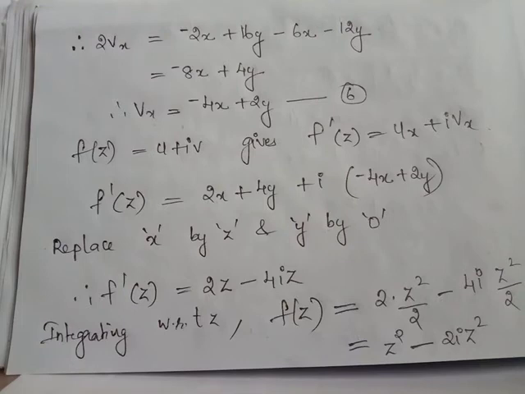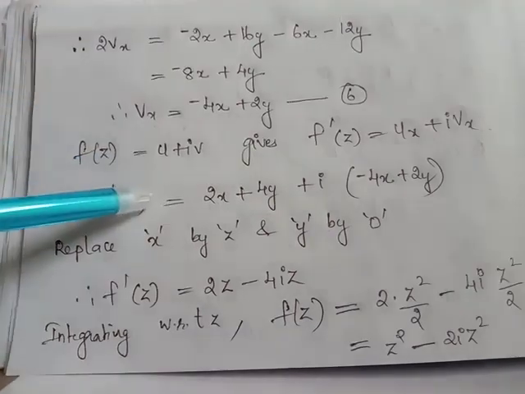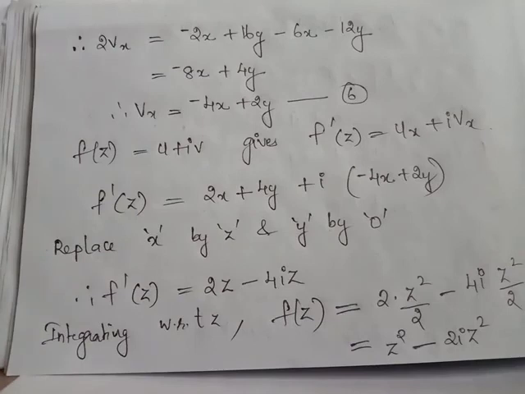Since we have f dash of z equals ux plus i vx, we have f dash of z expressed in terms of x and y when we make use of equation 5 and equation 6. We replace x by z and y by 0 so that we obtain f dash of z equals 2z minus 4iz.